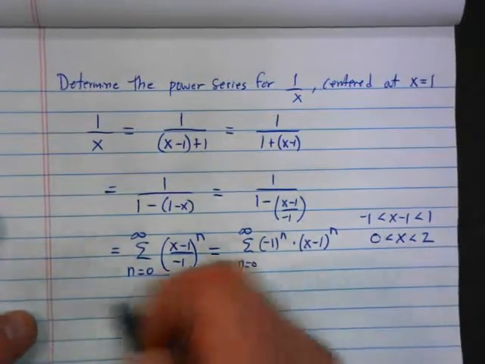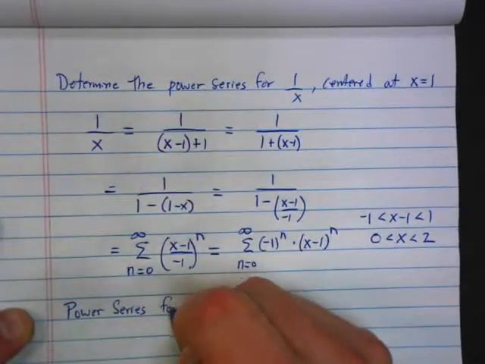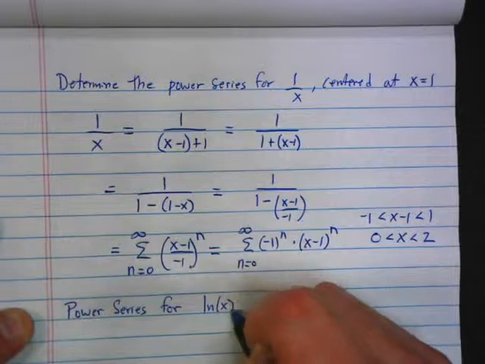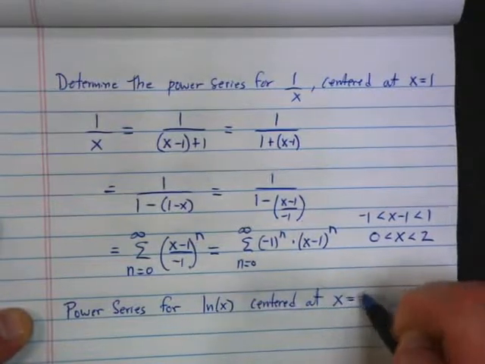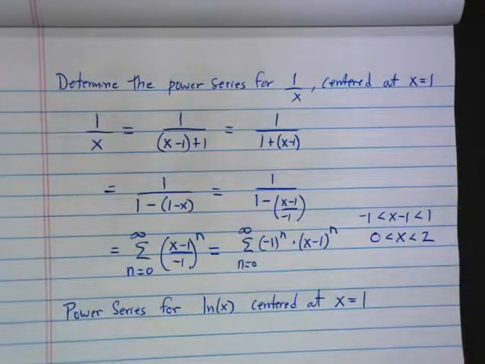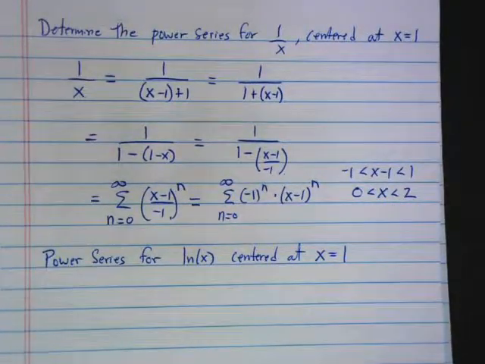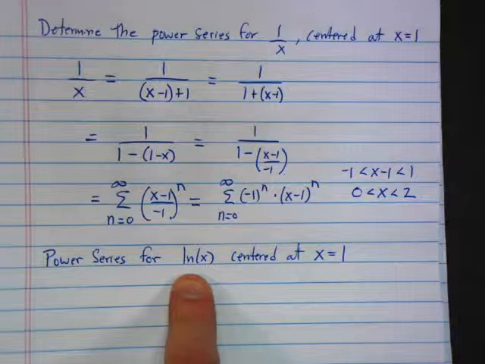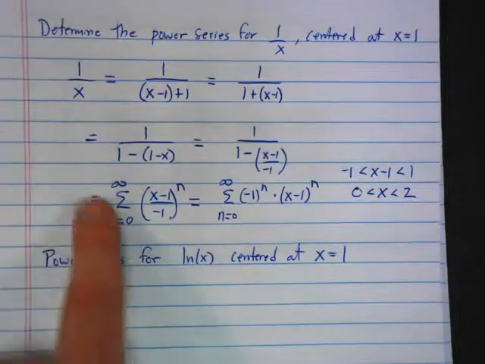All right, next thing I want a power series for ln of x, centered at x equals 1. How do I find a power series for ln of x? Take the derivative of ln of x. If I take the derivative of ln of x, what do I get? 1 over x. And I have a power series for 1 over x. So if I know the power series for 1 over x, how do I get the power series for ln?